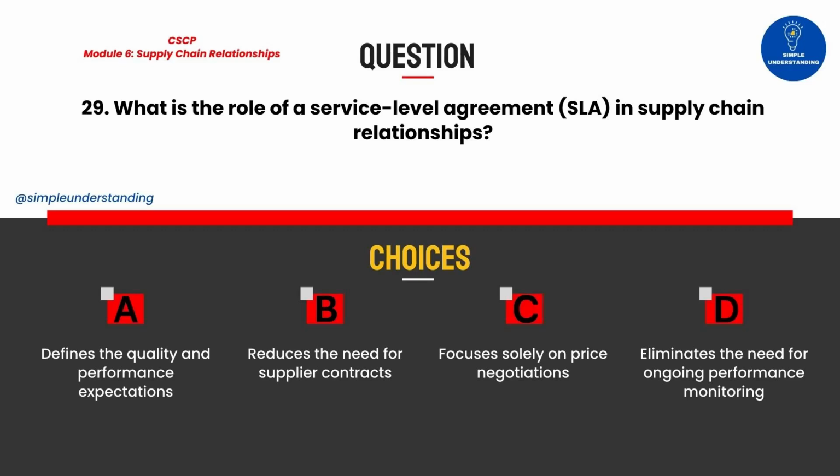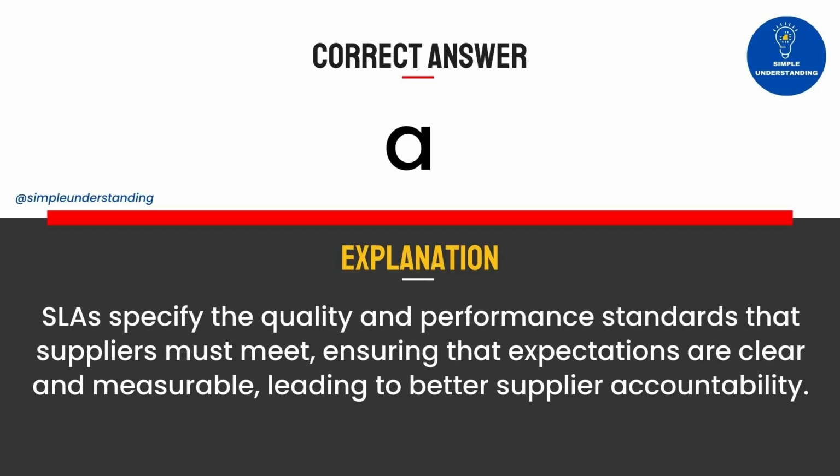29. What is the role of a service level agreement (SLA) in supply chain relationships? A. Defines the quality and performance expectations. B. Reduces the need for supplier contracts. C. Focuses solely on price negotiations. D. Eliminates the need for ongoing performance monitoring. Correct answer, A. Explanation. SLAs specify the quality and performance standards that suppliers must meet, ensuring that expectations are clear and measurable, leading to better supplier accountability.